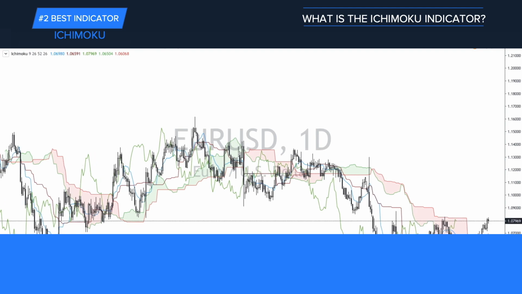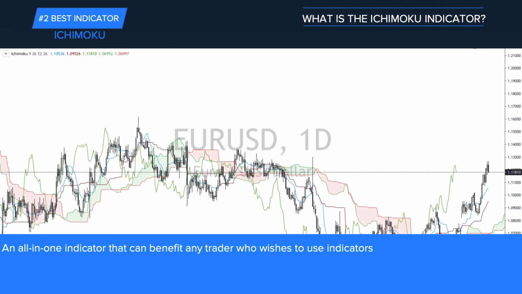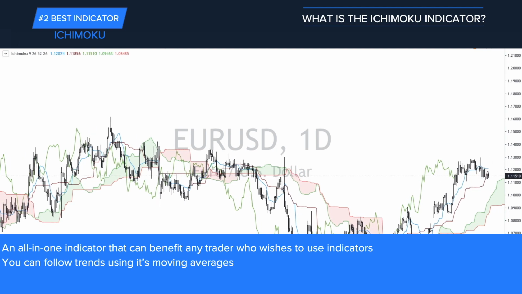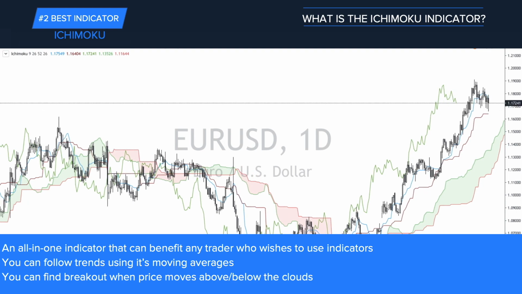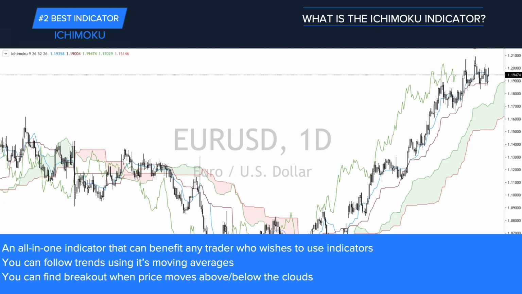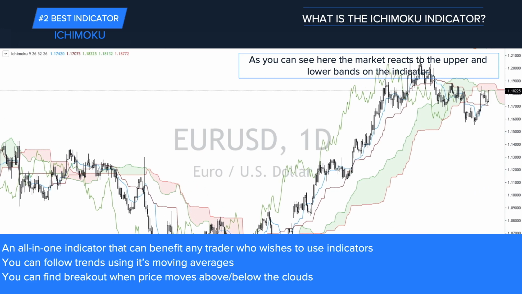So, what is Ichimoku? Ichimoku is an all-in-one indicator that can benefit any trader. It allows you to identify when the markets change its trend using its moving averages. It also allows you to trade breakouts when the market pierces the clouds. As you can see here, the market reacts to the Ichimoku very well.